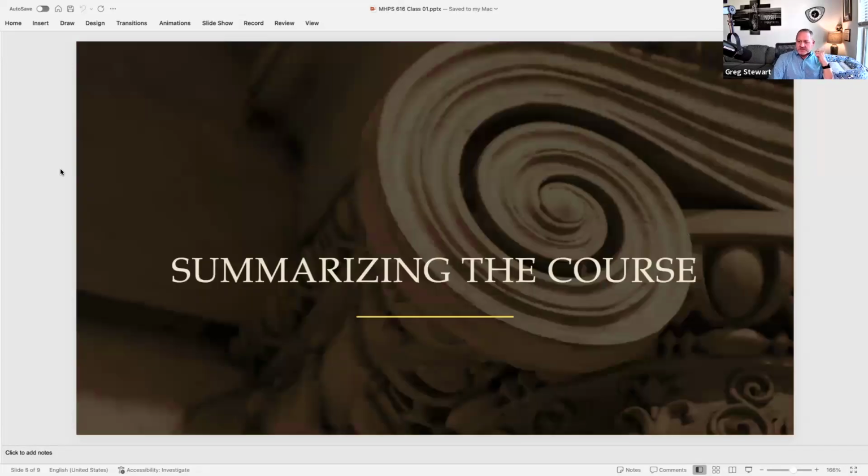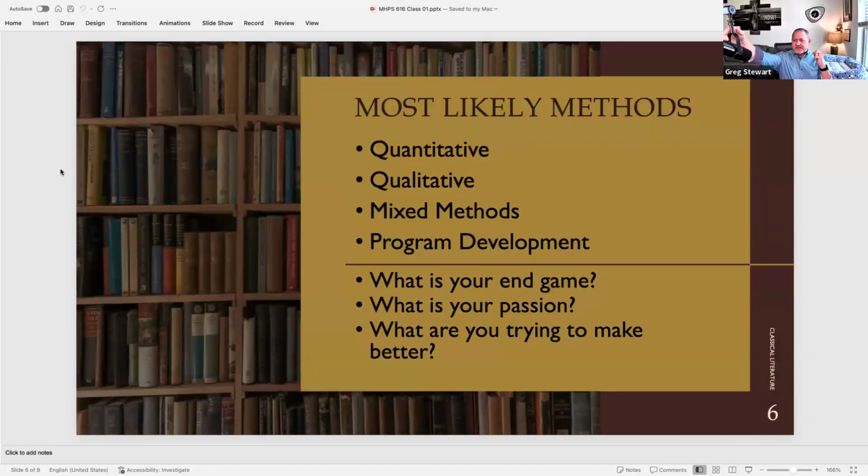All right. So summarizing the course. Most likely methods will be quantitative, like I said, qualitative, mixed methods, or program development. There's a bunch in the book. The goal is to understand that the methodology is important to keep you honest. That's what I'll work with you on, because some of you will say, I want to do a quantitative, but after we talk, it's more of a qualitative, or vice versa, right? So I'll help you walk through that, but it'll be obvious once you come up with your title which method will be the most appropriate, right? So you have to think about this. What is your end game?